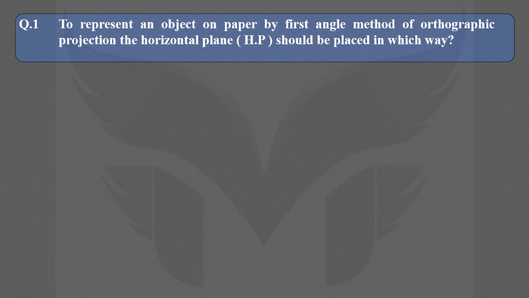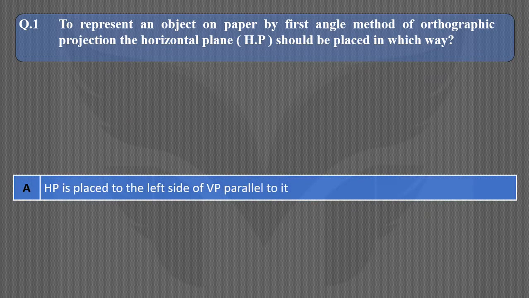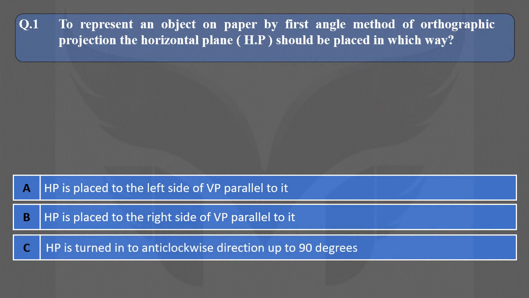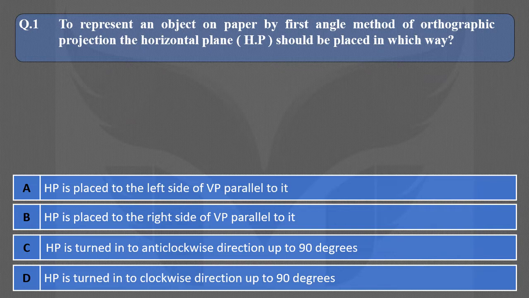To represent an object on paper by the first angle method of orthographic projection, the horizontal plane, that is HP, should be placed in which way? Options are: A. HP is placed to the left side of VP, that is the vertical plane, and parallel to it. Option B. HP is placed to the right side of VP, parallel to it. Option C. HP is turned in the anti-clockwise direction up to 90 degrees. And option D. HP is turned in the clockwise direction up to 90 degrees.